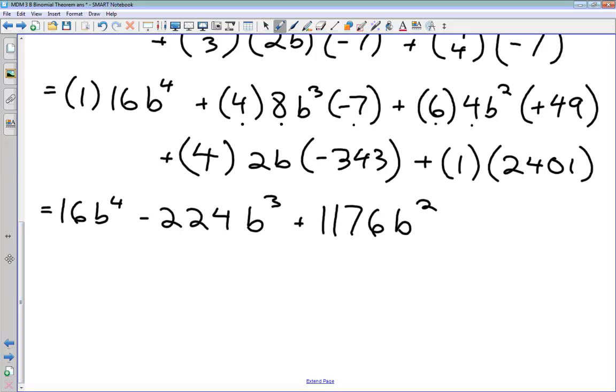And just to keep this organized, I'll come down to another line here. Next term, we've got 4 times 2 times negative 343, which is not positive, but negative 2,744 b there, though. And our last term is just going to be a constant term, 2,401. So that is our binomial expansion.